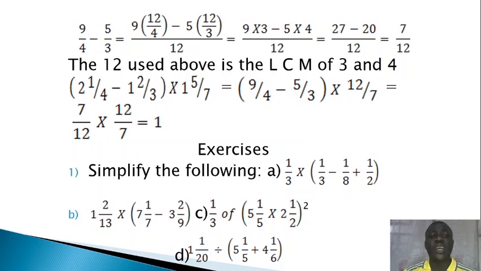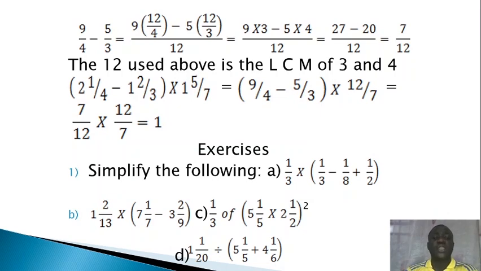So when I look at the LCM, I have what? 12. So when you have 12, the first thing you do is use the LCM to divide the denominator of the individual fractions, and the numerator will now multiply the result after dividing the LCM by their denominators.